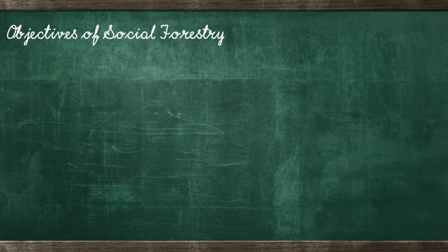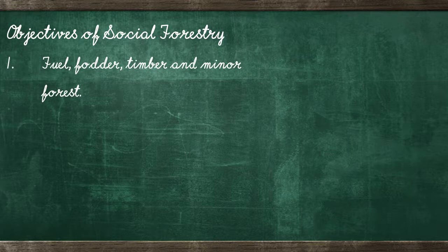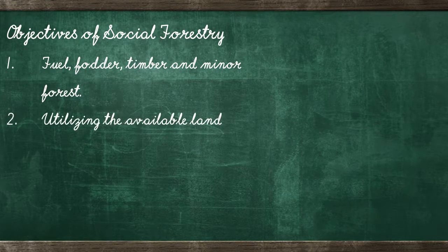Now let's see the objectives of social forestry. The social forestry program aims at promoting community welfare and awareness regarding the importance of forest functions and natural resources. The main objectives include the following. First one, meet basic rural needs such as fuel wood, fodder, timber and minor forest products for the rural people. Social forestry stresses utilizing the available lands according to their productive capacity.